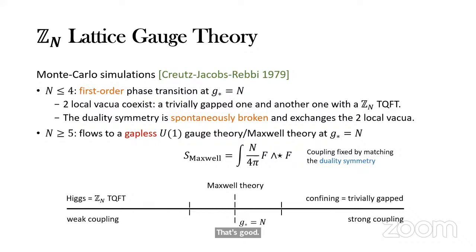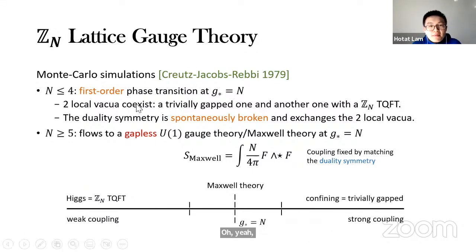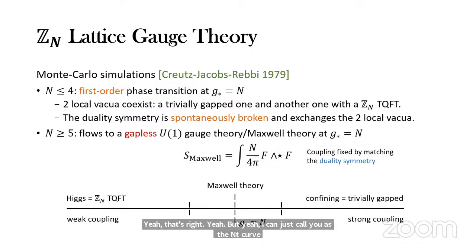TQFT, right? The gauge group is Zn, and you see Zn, so nothing is Higgs. Oh yeah, I call it Higgs phase. It's Higgs relative to the emergent gauge field in the middle. Correct. That's right. But I can just call it a Zn TQFT. Okay. But then I still don't see what else.